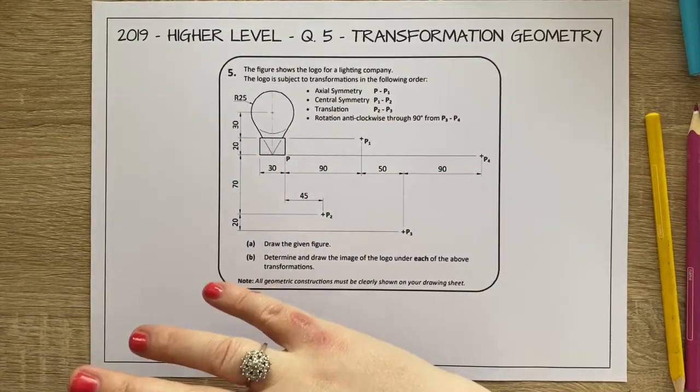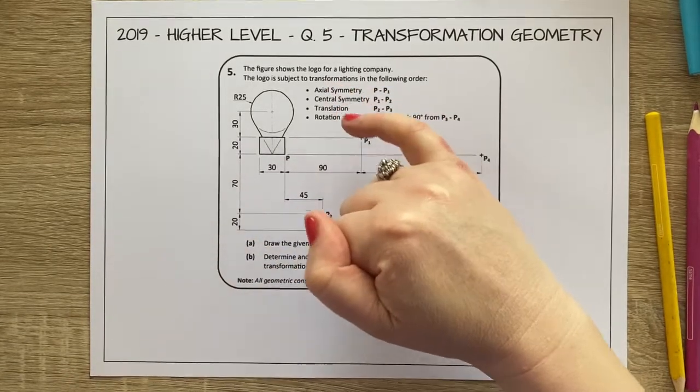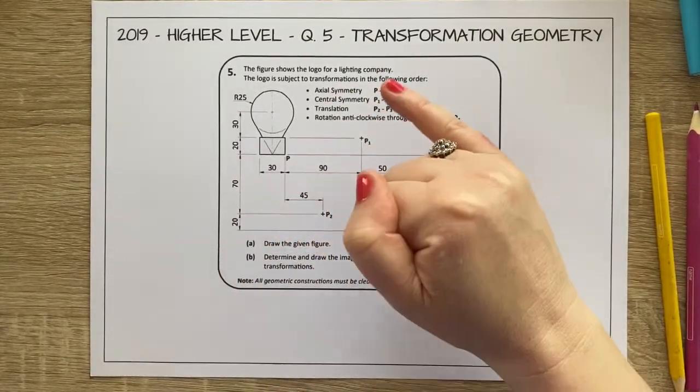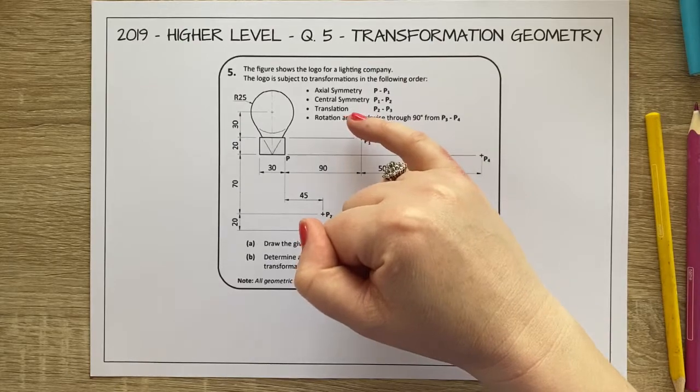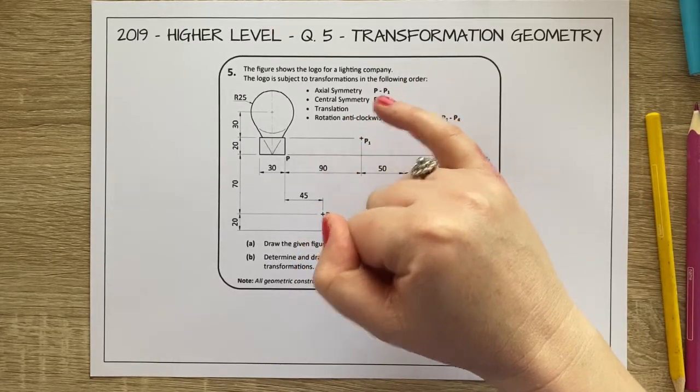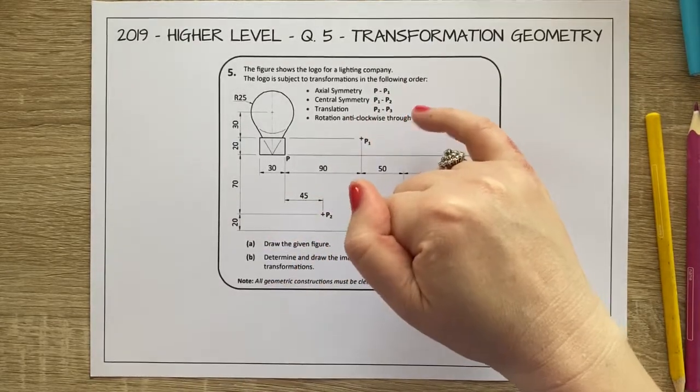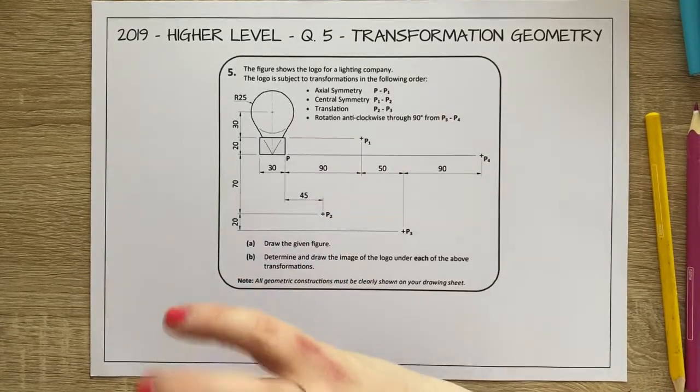So we're doing transformation geometry. There's 4 transformations we have to put it through: axial symmetry, central symmetry, translation. Those 3 are on at ordinary level anyway and are relatively easy. And then rotation. Now, why do I like this question?